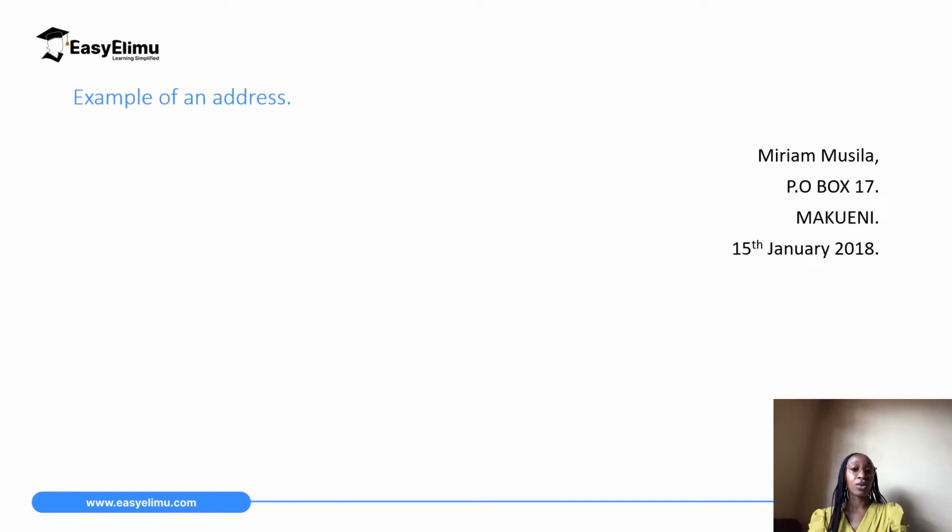So we can have a look at this address and see how the address is supposed to look. We have said the first thing is that it bears the recipient's name. The recipient is the person that you're writing this letter to, the person who will receive this letter. And in this case, it is Miriam Musila. And then it has the PO box, which is 17, the location, which is Makueni, and the date, which is 15th January 2018.